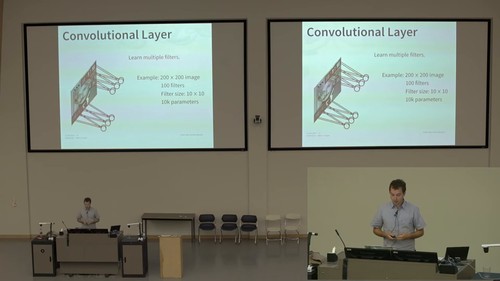If we apply each one to multiple regions of the image, with weight sharing, and assume we have maybe 100 filters, or different types of features we want to detect in this image, and we keep the same 200 by 200 image. We started with 4 million parameters before. Now, with the weight sharing and the local receptive fields, we're down to 10,000 parameters. So it's much more manageable.